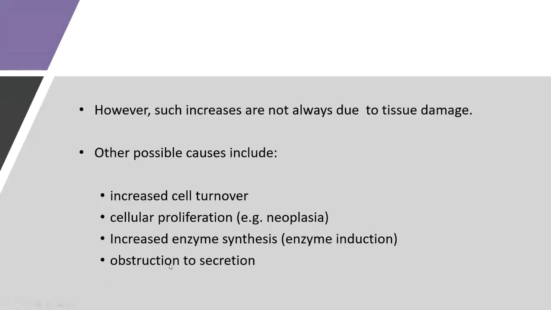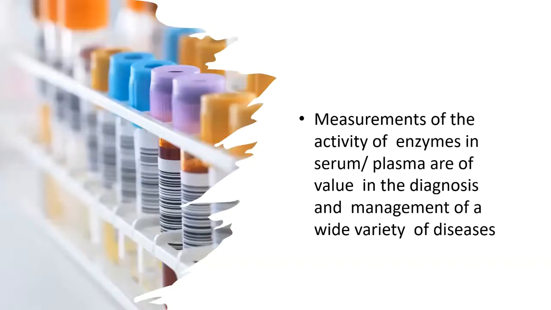And one more possibility may be the obstruction to the secretion of these enzymes. So apart from the damage, these are a few other factors. Because of these factors, the activity of enzyme may be increased in the blood plasma. So the measurement of the activity of enzyme in the serum or plasma is of value in the diagnosis and management of a wide variety of diseases.